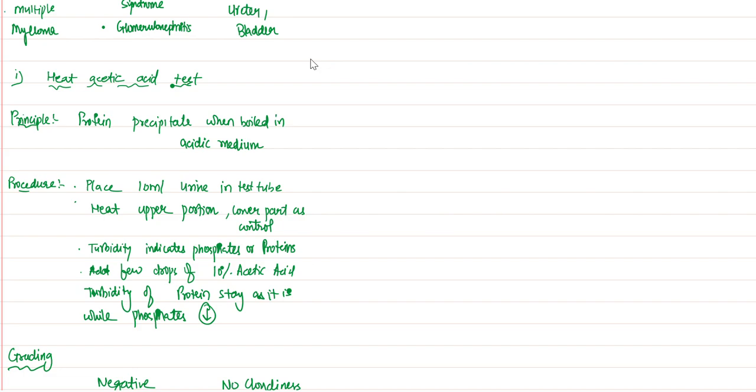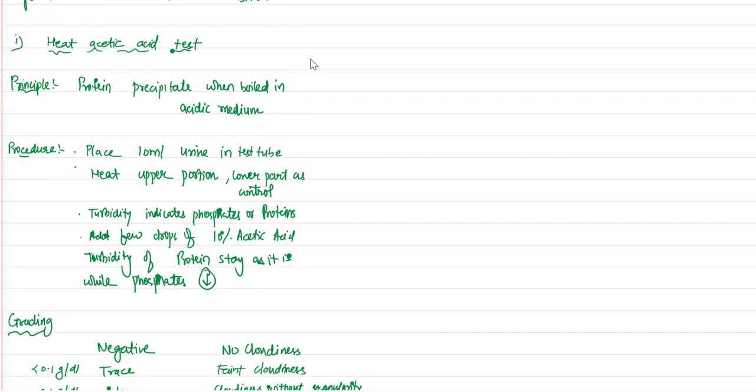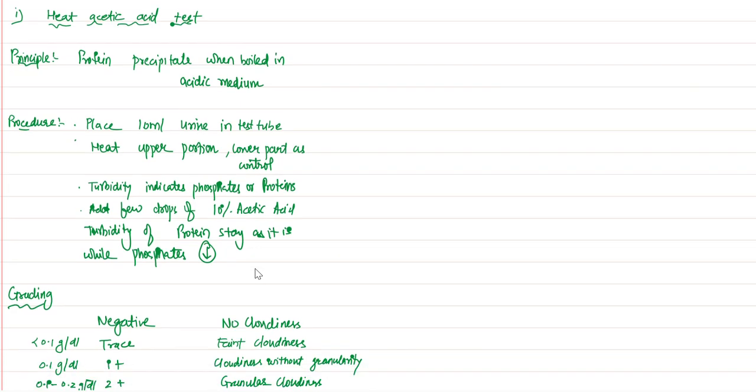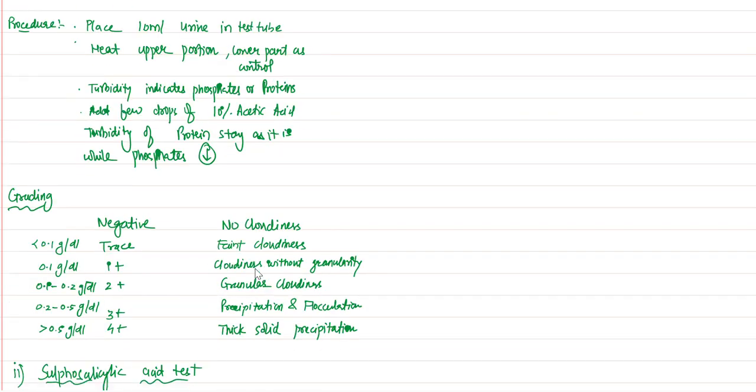First test done is the heat acetic acid test. The principle is that protein precipitates when boiled in acidic medium. Procedure is to place 10 ml urine in a test tube. Heat the upper portion, the lower one will act as a control. Turbidity indicates phosphate or proteins. Now for confirmation, add a few drops of 10% acetic acid. Turbidity of protein stays as it is, while phosphate turbidity will decrease.